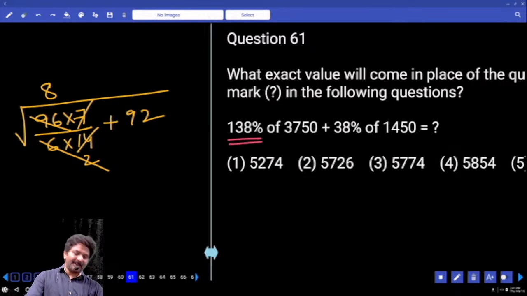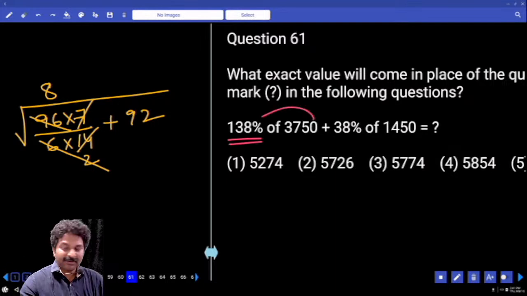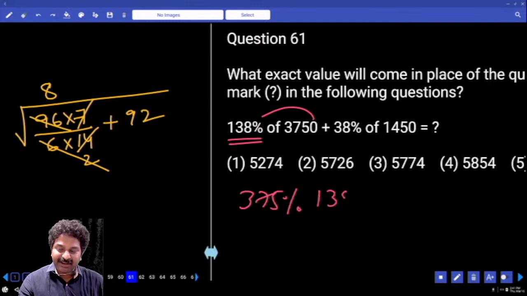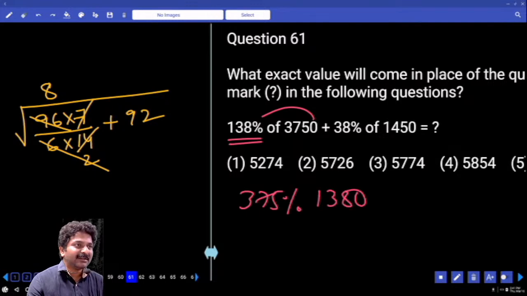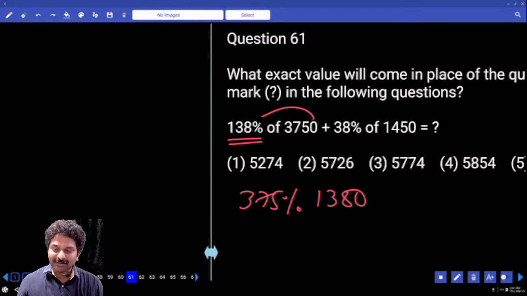138%. Are you comfortable in getting 138%? Suppose we bring this zero here, we need to calculate 375% of 1380. Is it so easy? Yes sir. If yes, then tell me how much. Is it so easy? Speak up.